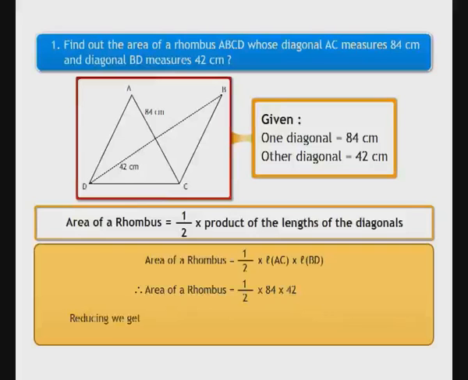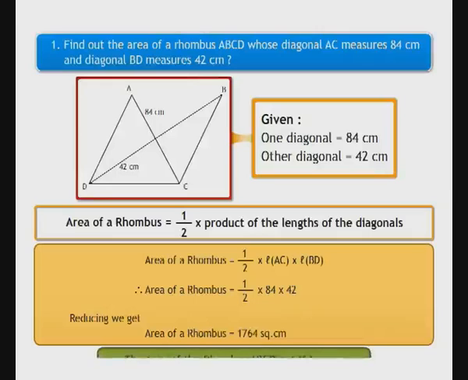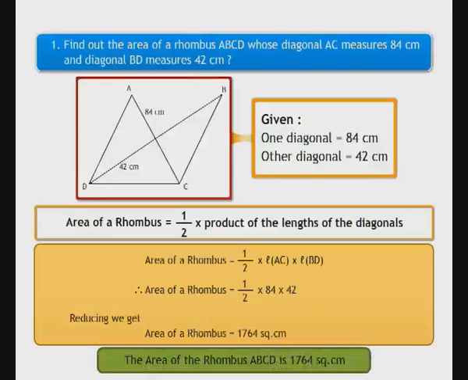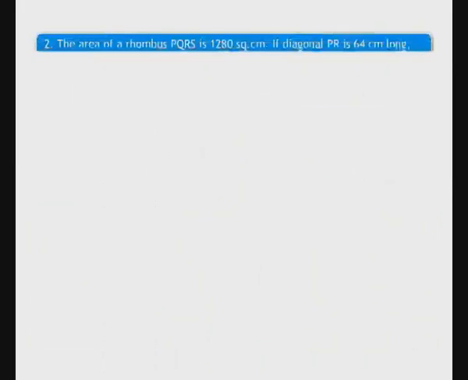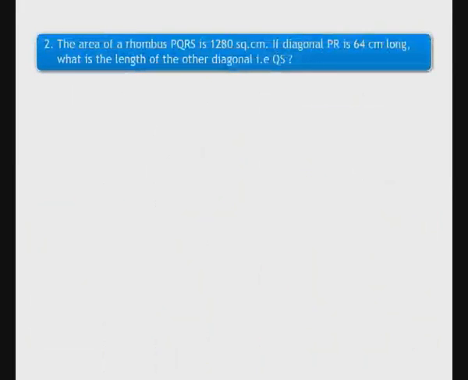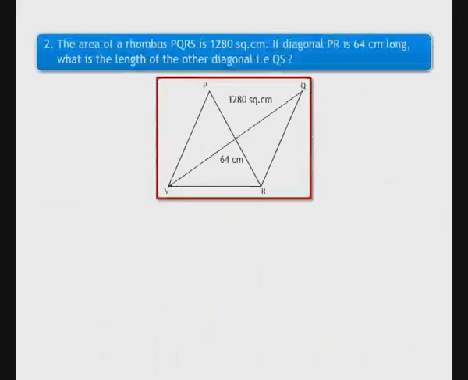Dividing both sides by 64, we get 2560 divided by 64 is equal to 64 into length QS divided by 64. 64 gets cancelled on the right hand side and we get 2560 divided by 64 is equal to length QS, which is equal to 40 centimeter. Therefore, length QS is equal to 40 centimeter. Therefore, the length of the other diagonal QS is 40 centimeter.